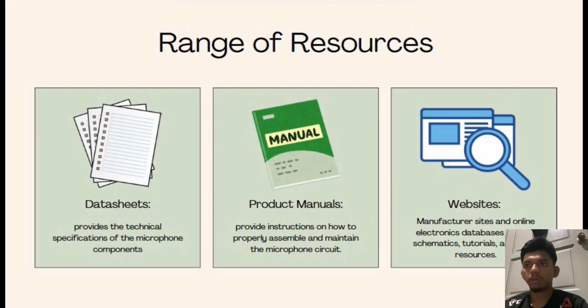I will present about the range of resources. The range of resources has three. Number one is datasheet. Number two is product manual, and the last one is website.